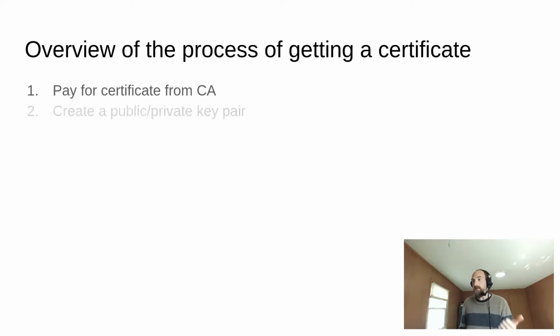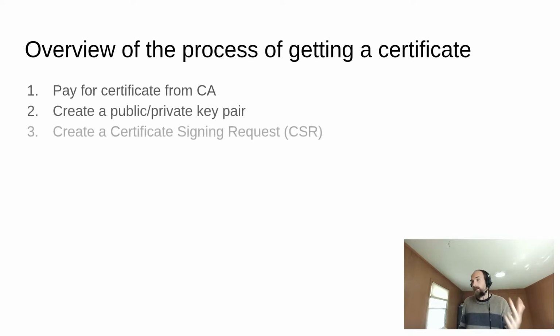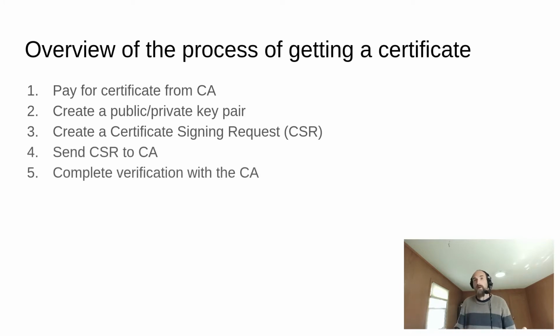So overall, the process of getting a certificate goes like this. You pay for a certificate with a particular certificate authority, you create a public-private key pair, you create a certificate signing request, a CSR, you send the CSR to the CA, you go through whatever verification process they ask you to, this varies widely from CA to CA, and then you download the certificate from them.